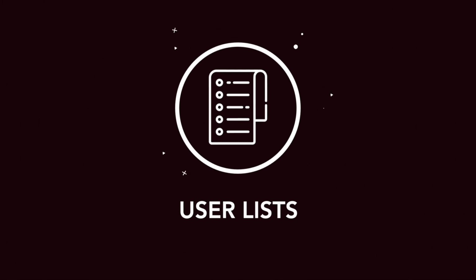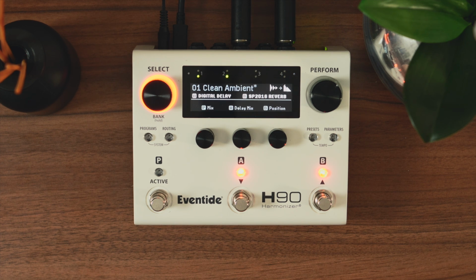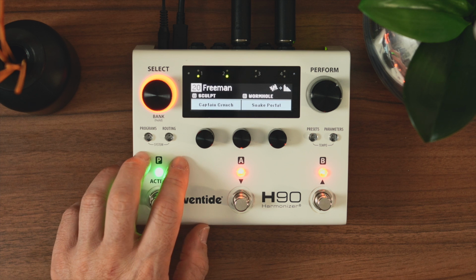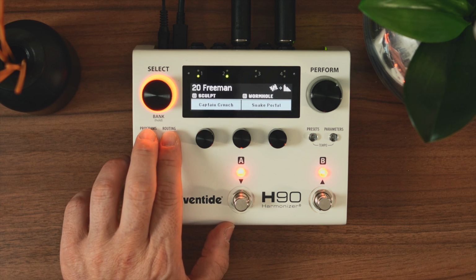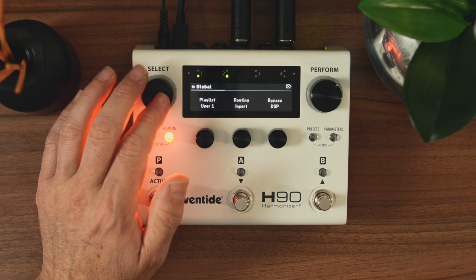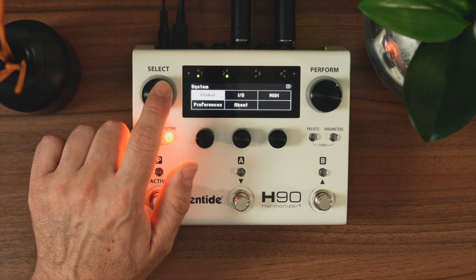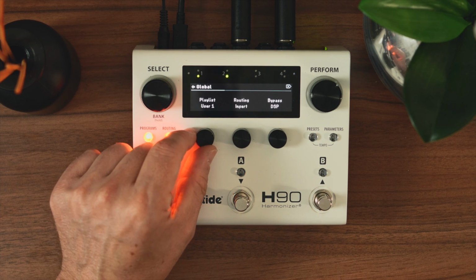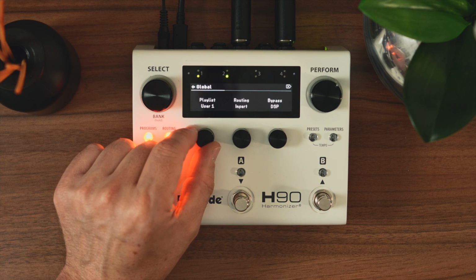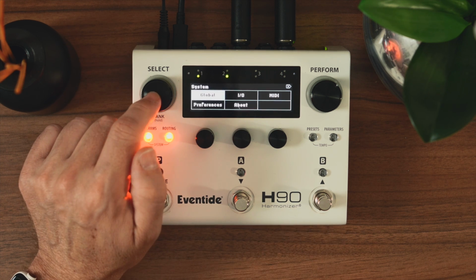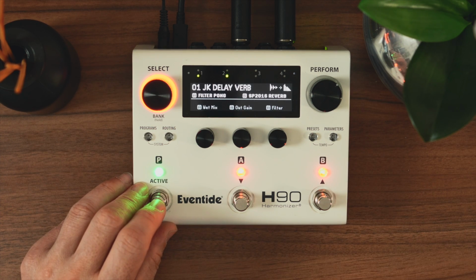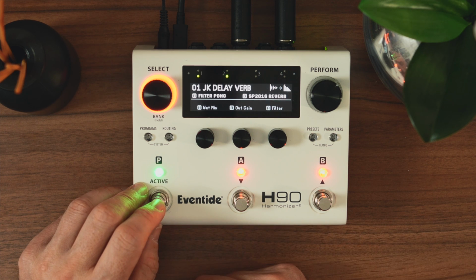So the first thing we need to do is to get out of the Eventide user list 1, which is the set of 99 programs that you scroll through when you first get the box. So if you press both of these buttons on the left together, you get to the main menu. It's gone straight into global. This is the system menu. If you press this button on the left, you go into the global menu. And you see on the left, it says playlist user 1. User 1 is that list of 99 that it comes with. If you scroll to user 2, and then get out of there, we have gone straight to 01 JK delay verb.